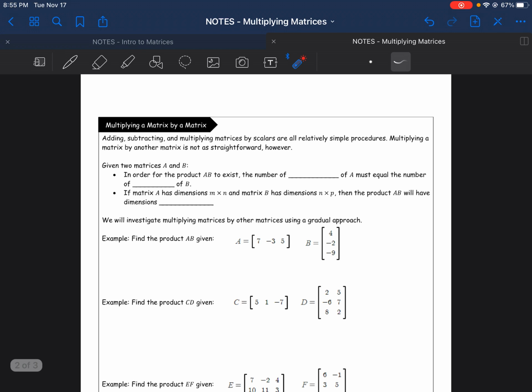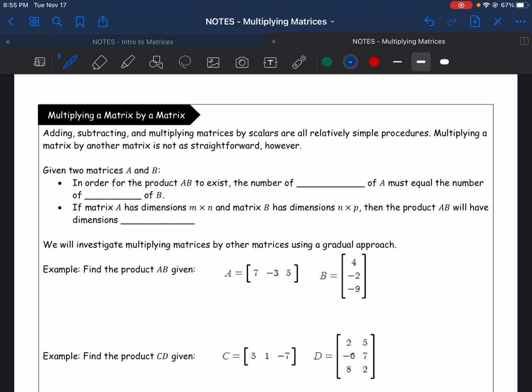Now let's talk about multiplying a matrix by another matrix. And this actually turns out to be a little bit more complicated. Given two matrices A and B, in order for their product AB to exist, the number of columns of matrix A must equal the number of rows of matrix B. If matrix A has dimensions m by n and matrix B has dimensions n by p, then the product AB will have dimensions m by p.